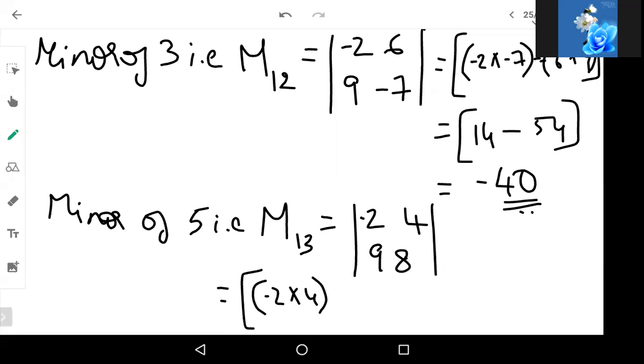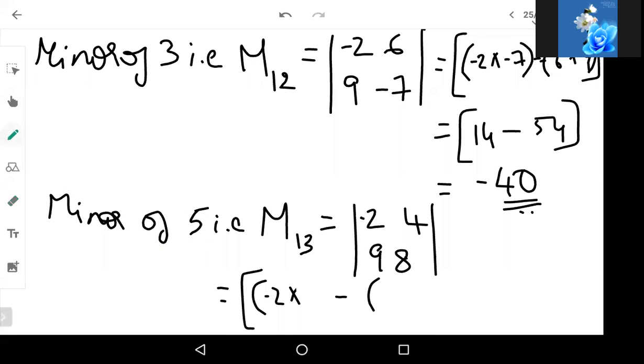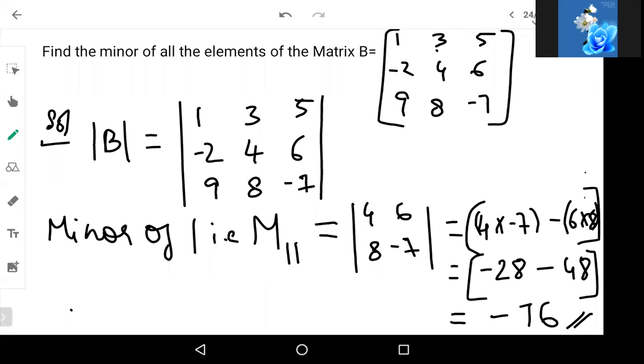-2 into 8 minus 4 into 9. So you will get -16 minus 36. So your minor value will be -52. Everybody got -52? Very good. So everybody understood the first row? We have just completed the first row here. So if you see, we have found out the minor of 1, 3 and 5.